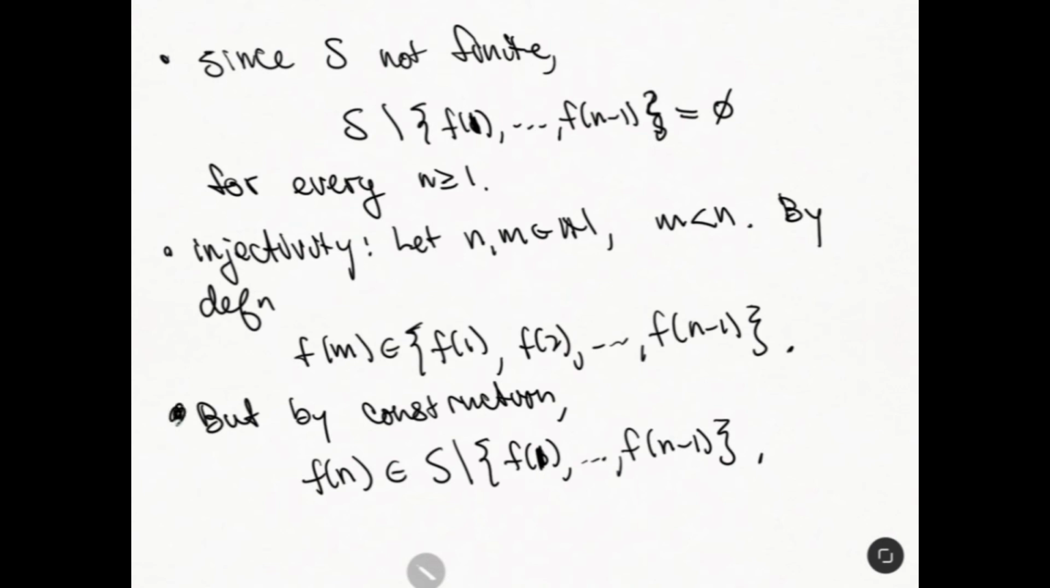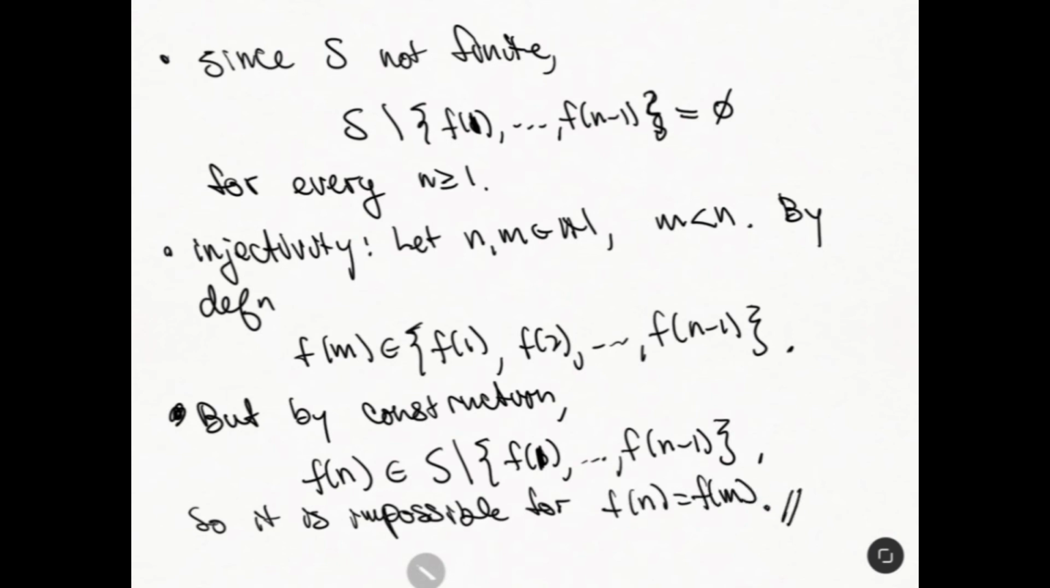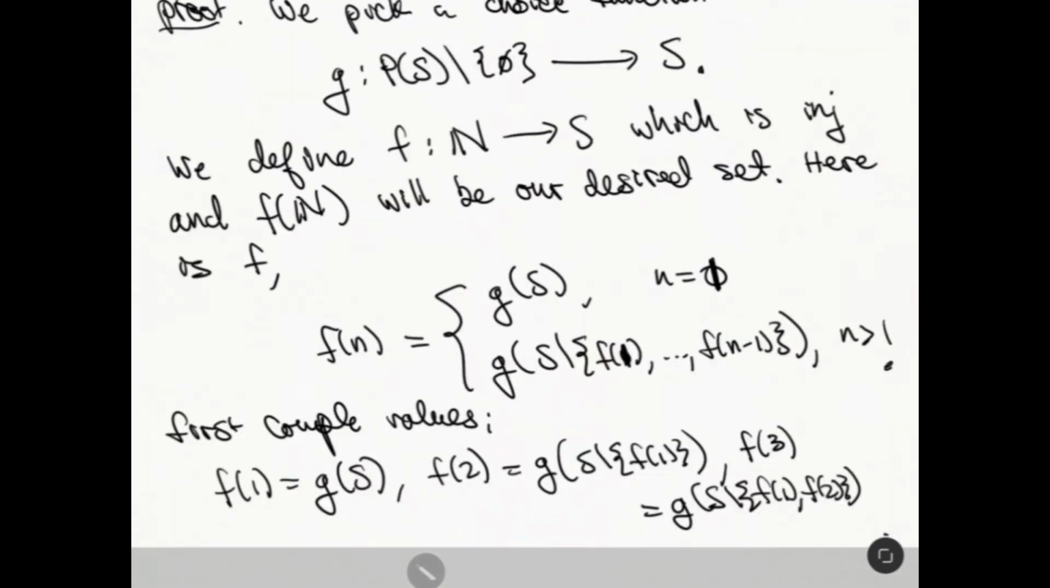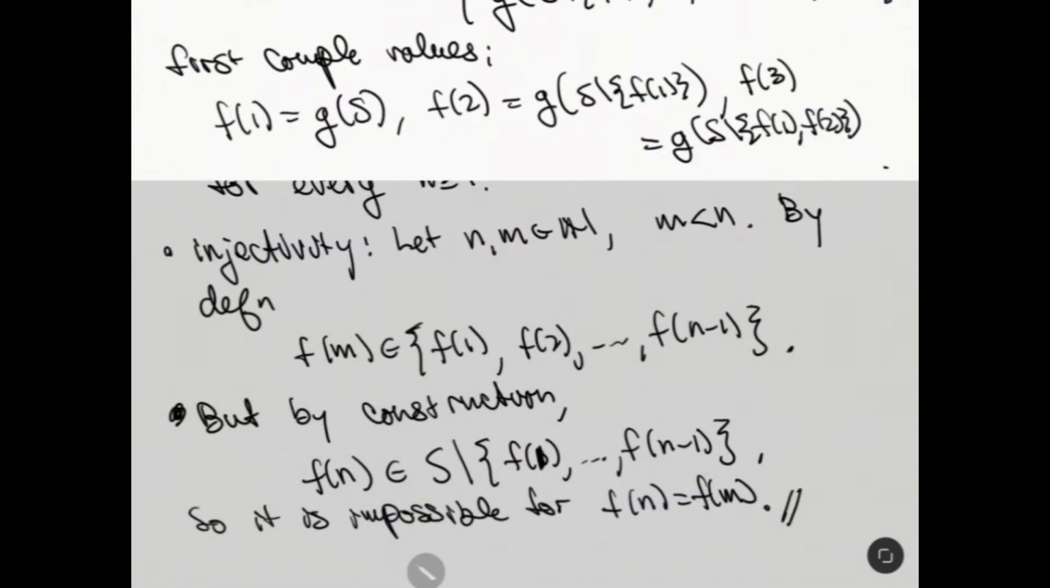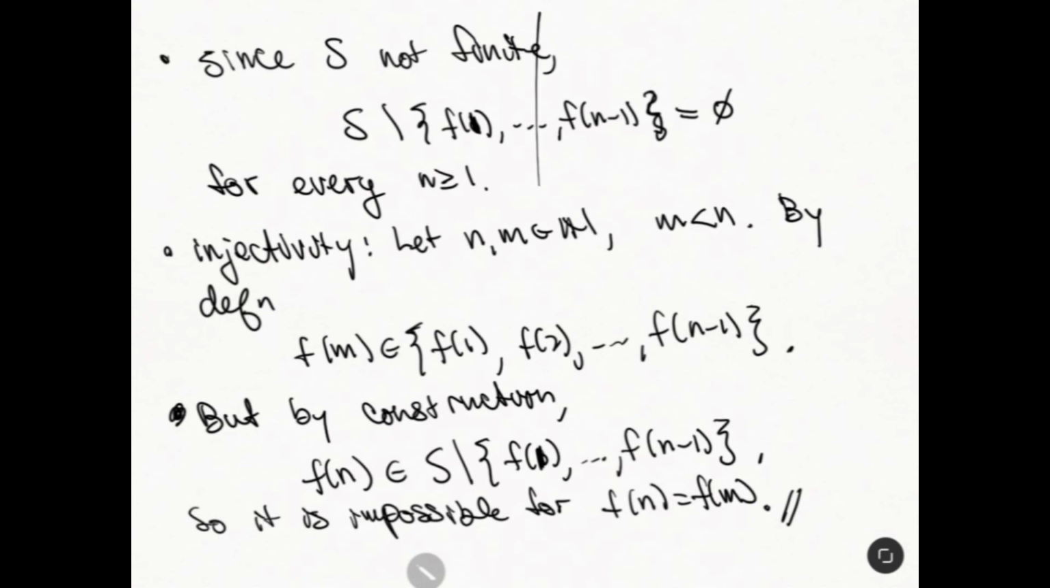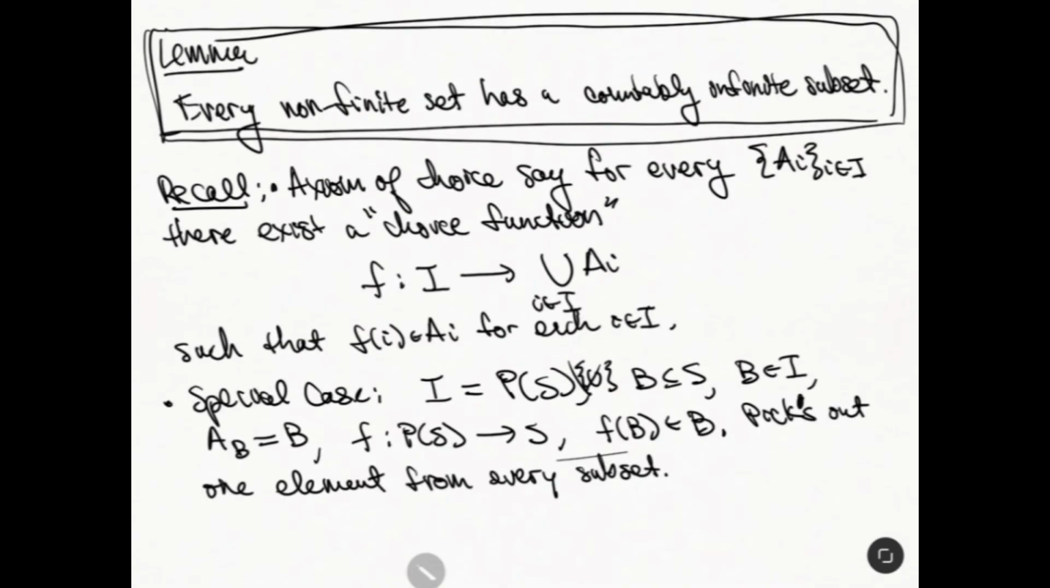So it is impossible for f of n to equal f of m. And that proves it's injective. So we have a map from the natural numbers to S, and it's injective, and it depends on the axiom of choice. So now we've shown that if we have a non-finite set, then we have a countably infinite subset.